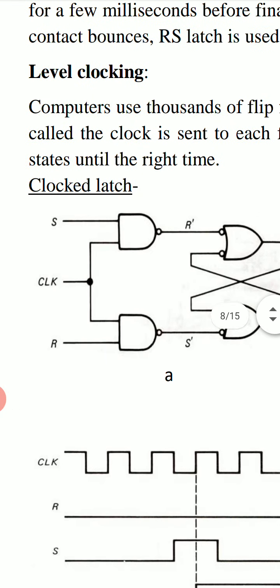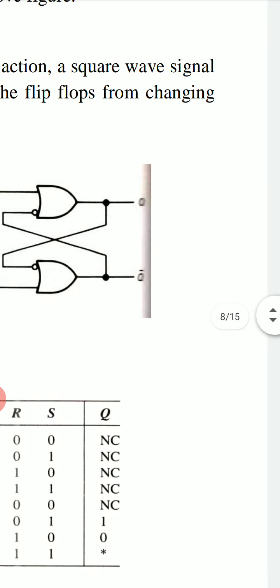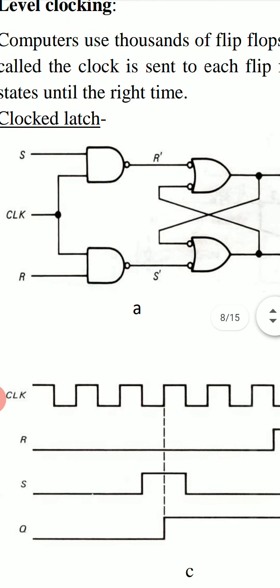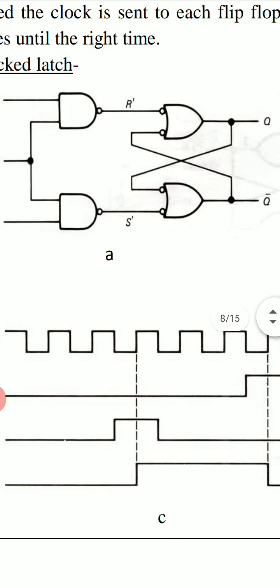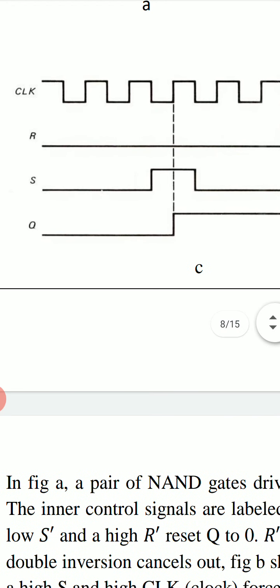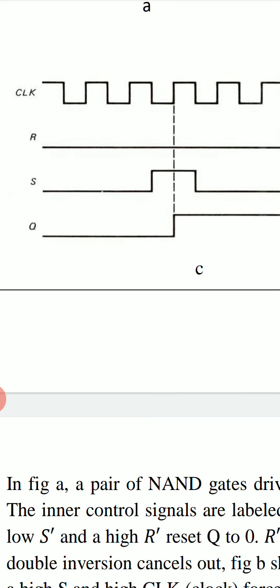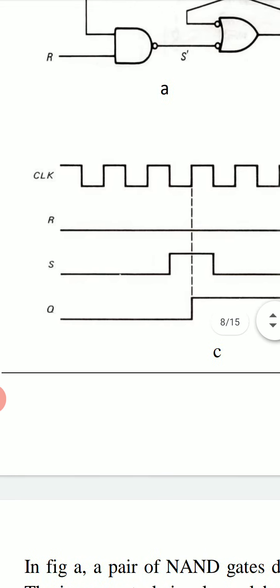Level clocking. Computers use thousands of flip-flops to coordinate the overall action. A square wave signal called the clock is sent to each flip-flop. This square wave signal is shown in this figure. We write it by CLK. CLK means clock, and clock is nothing but a square wave signal. It will become 1, then it becomes 0, then becomes 1, then becomes 0 after a fixed time interval. So this is a clock signal.